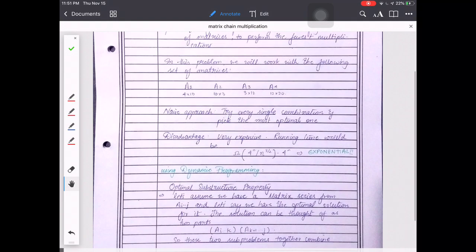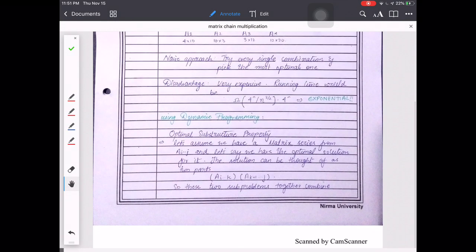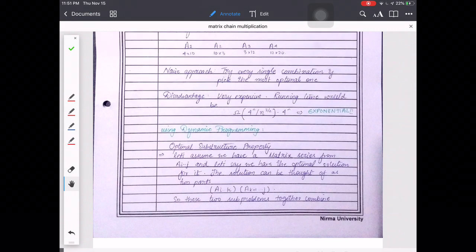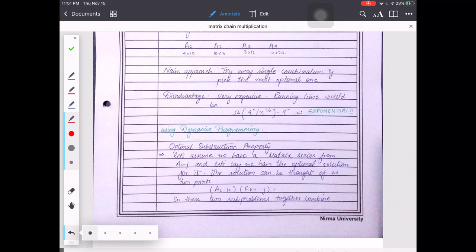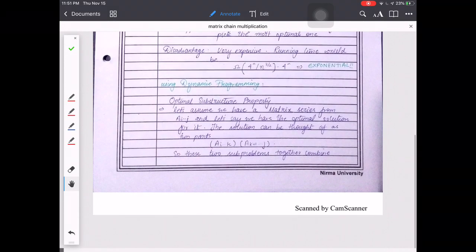So a naive approach to solving this problem would be to try every single combination and pick the most optimal one. But this would have a disadvantage because it would be very expensive, as the running time would be of the order of this equation, which we can see, if this term dominates, is exponential, and we do not want that. So we go for a better approach using dynamic programming.